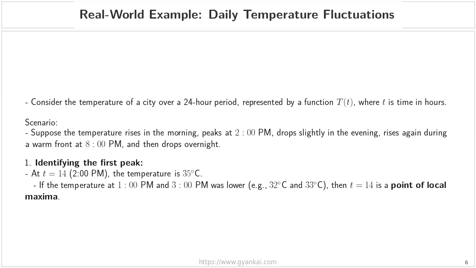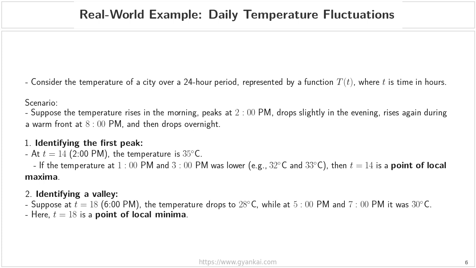First, let's look at the first peak. At t equals 14, which is 2 p.m., the temperature is 35 degrees Celsius. If we examine the immediate neighborhood, meaning the temperature at 1 p.m. and 3 p.m., and find that those values were lower, such as 32 and 33 degrees, then t equals 14 is a point of local maxima. It is the highest point in that specific time window.